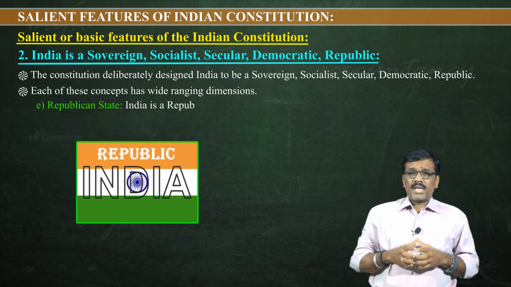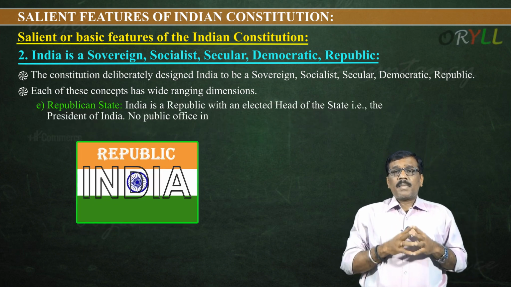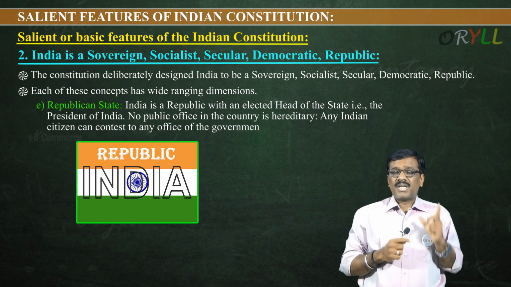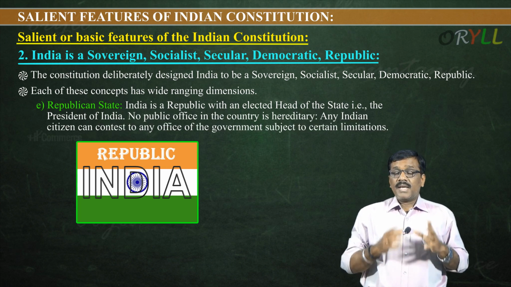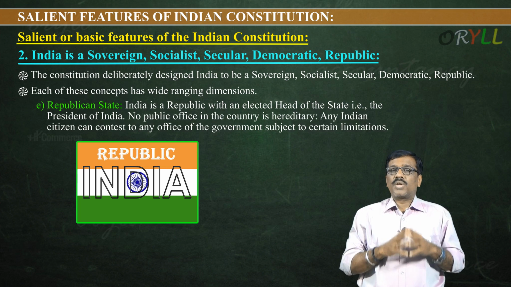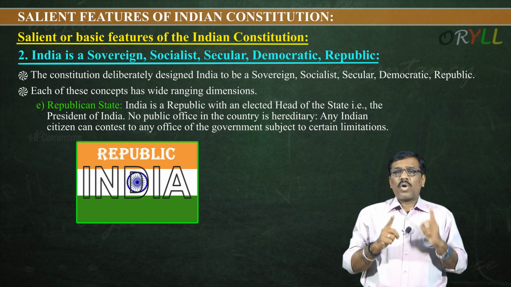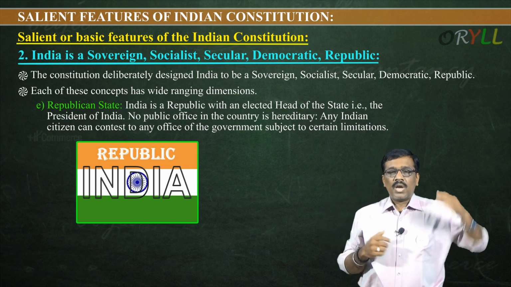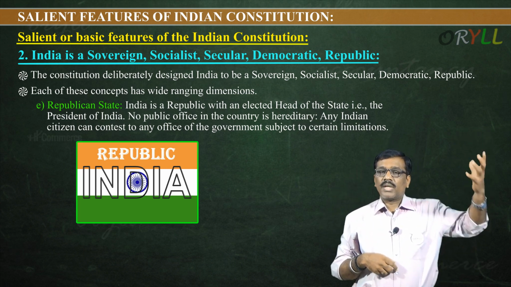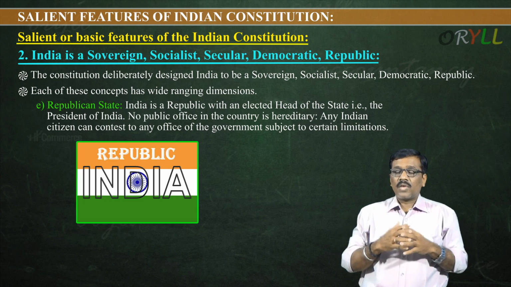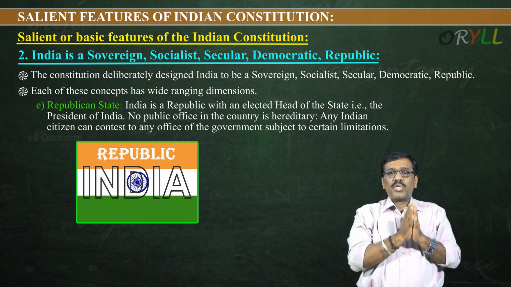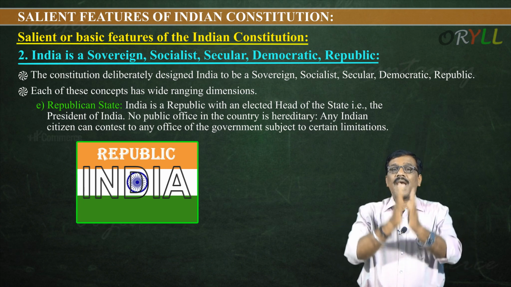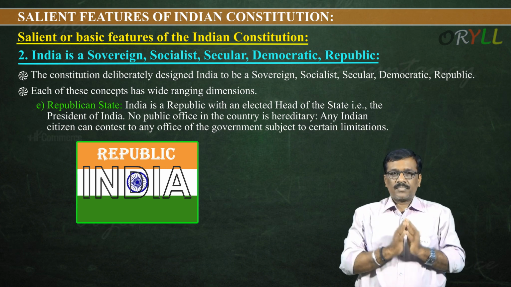And republican state. India is a republic with an elected head of the state, that is the President of India. He or she is elected. No public office in the country is hereditary. We don't have something like a Raja, where the king will be there and his son or grandson will be ruling. That kind of hereditary situation is not there. It's absolutely elected by the people. Only the elected head will rule the state.